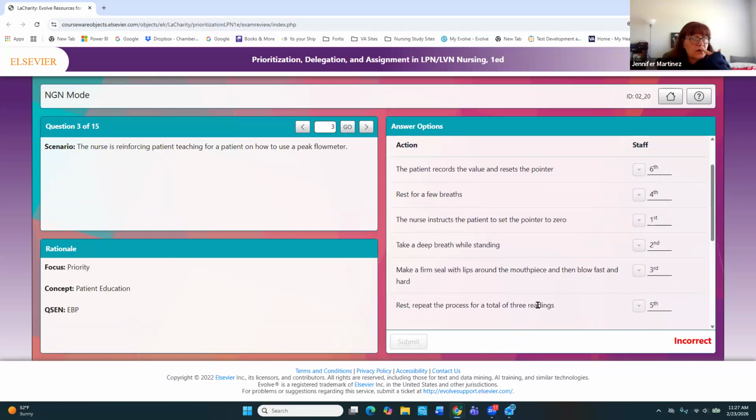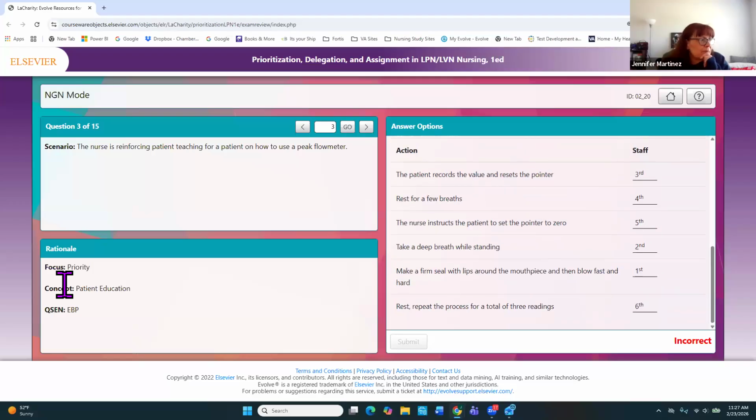Oh wait, we did that backward. I did that backwards. That was my fault. You said this one first. Okay, that was my bad. So the first step is make a firm seal with lips around the mouthpiece, then blow fast and hard. Second is take a deep breath while standing. Third is record the value and reset the pointer. Fourth is rest. Fifth, set the pointer to 0. And then sixth, rest. Repeat the process for a total of 3.